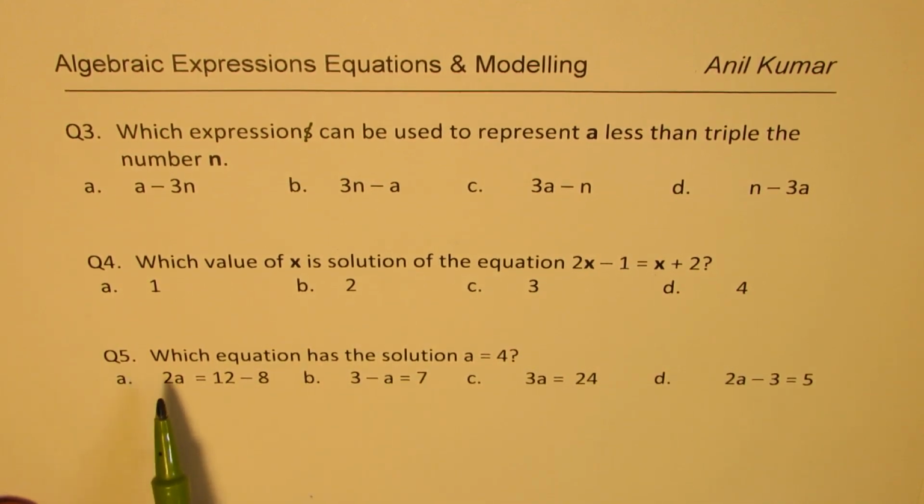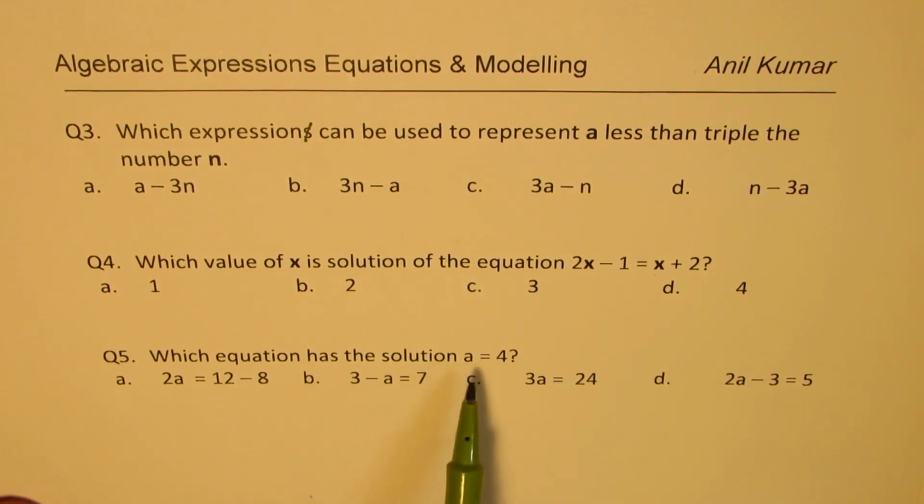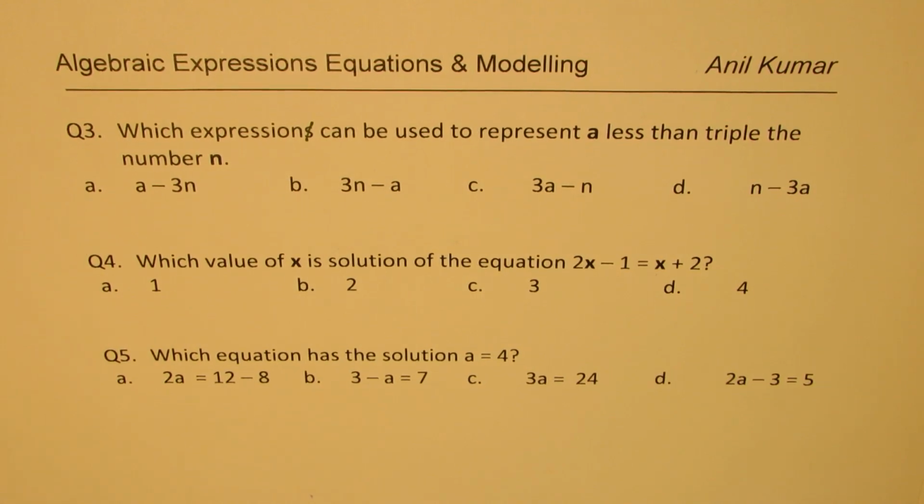Question number 5 is, which equation has the solution a equals 4? That means if I write a equals 4 in one of these equations, it will be true. So that is what it is. So which equation has the solution a equals 4? So I hope with this you understand all the concepts.